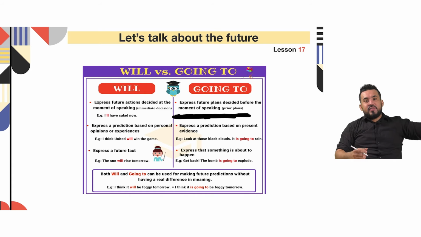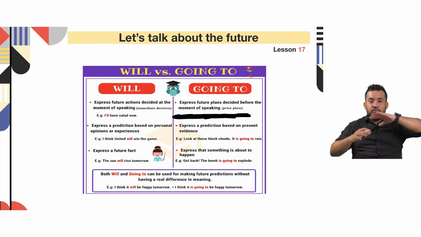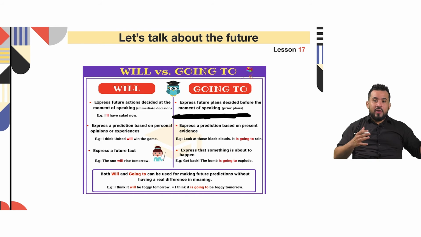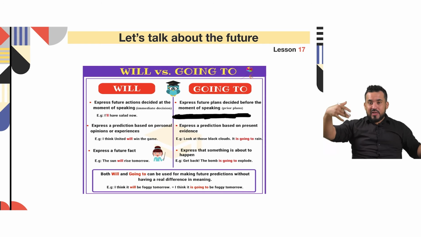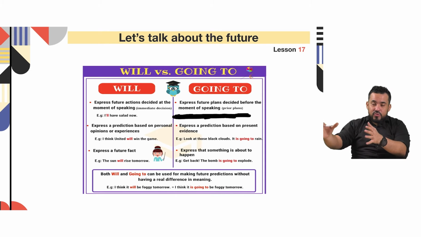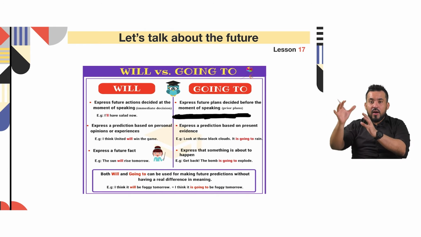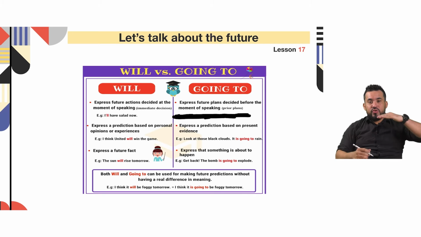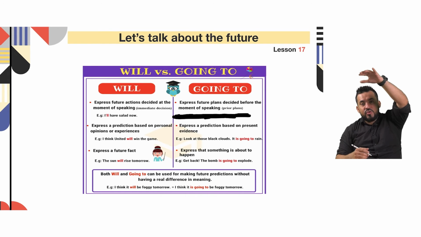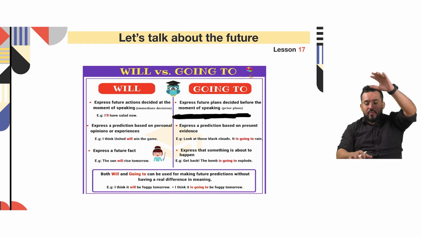If you don't make a plan, there is no plan, you use will. Okay? If you're making a plan about something to do in the future, that is going to. If you have decided to do something in the future and already making arrangements to do it, that is present continuous. Okay? So you see the levels. It goes from will, no plan, to going to, a plan, to present continuous, an arrangement. Confirm plans, bought the tickets, call the cab.